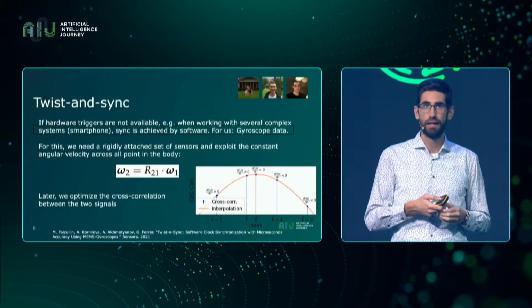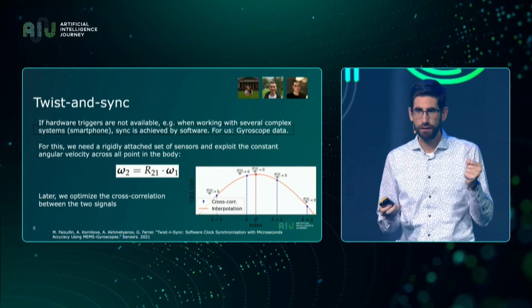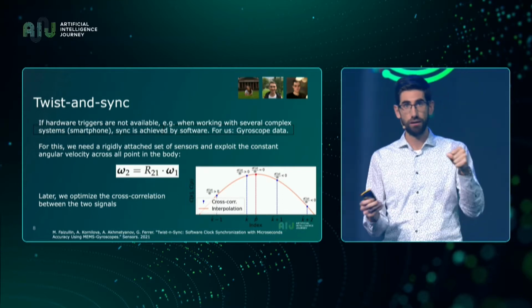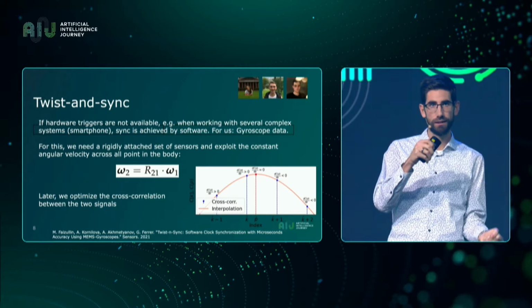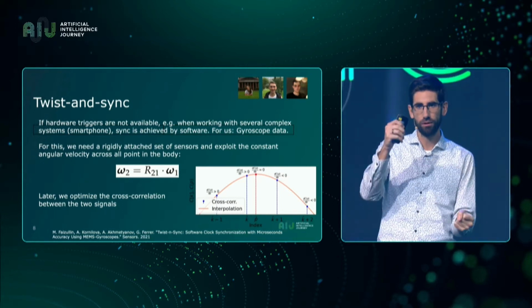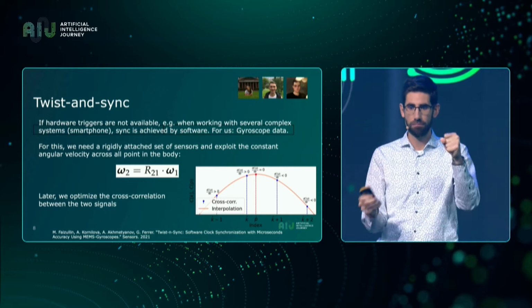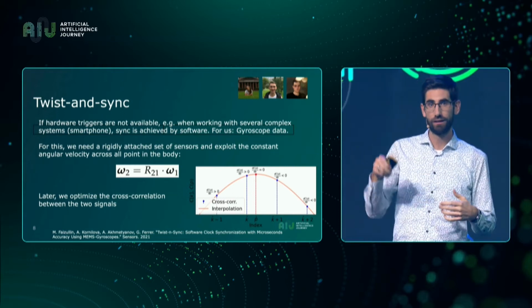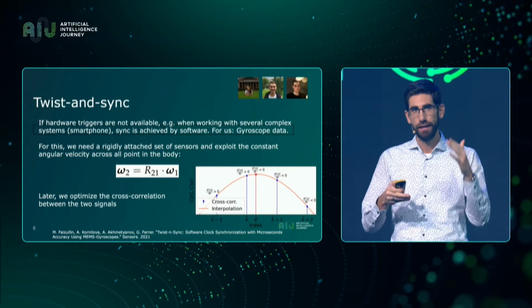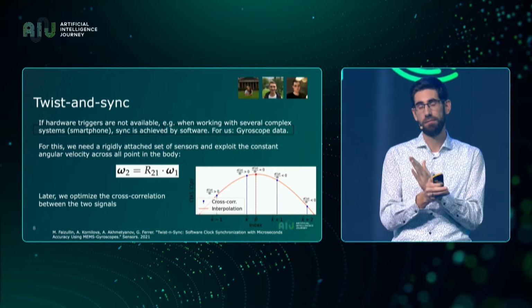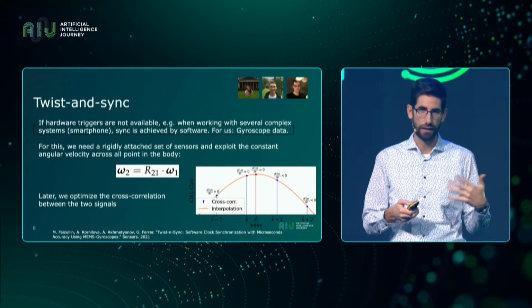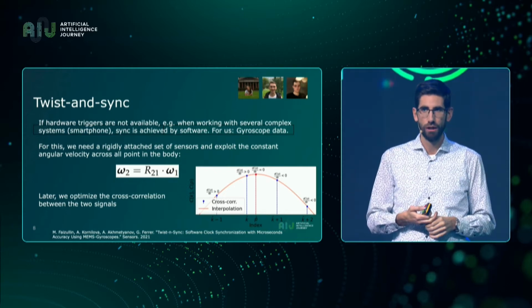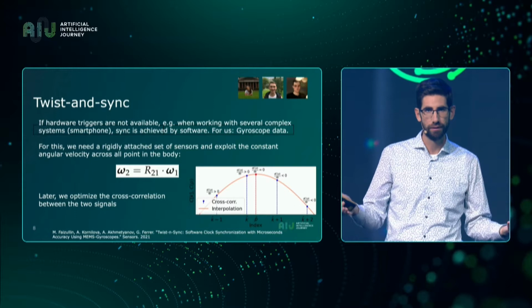Here we have our lab members that were collaborating on this project. Because we had a rigid body containing just the two sensors, we were using the principle of twist and sync. The idea is very simple. You twist the platform, we create a common signal on both systems, and then we align them based on the cross-correlation. This signal, by the way, was created with IMUs, which are readily available sensors.